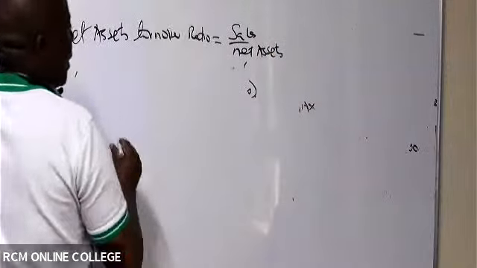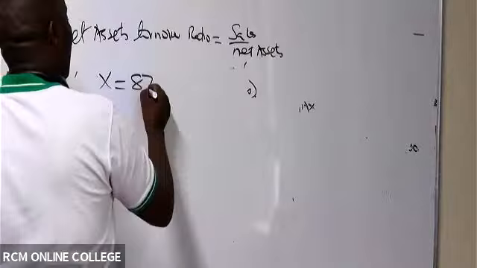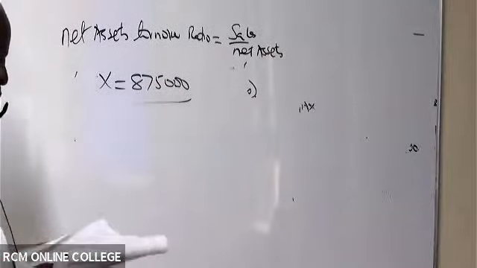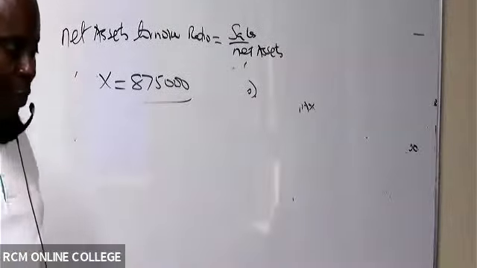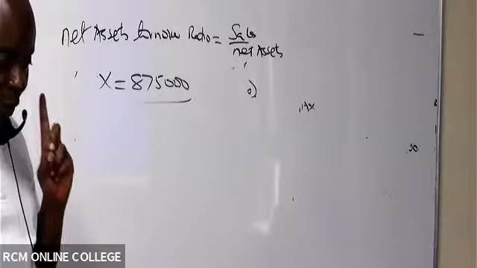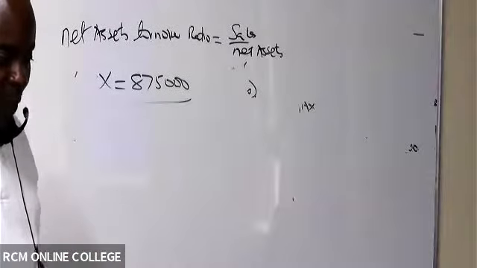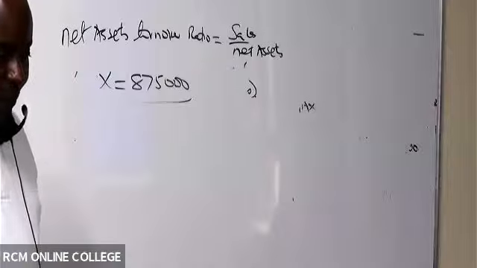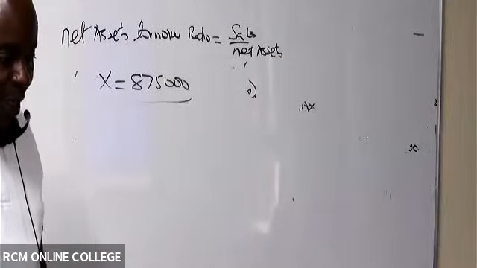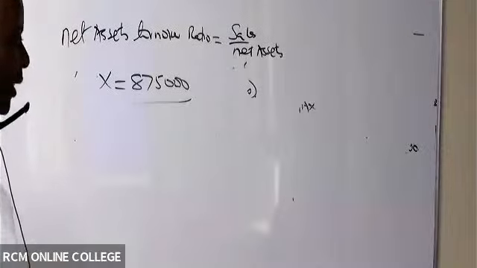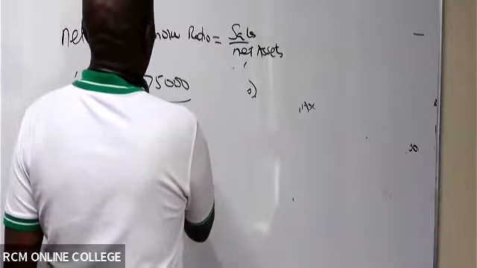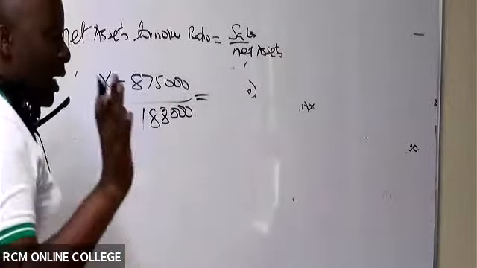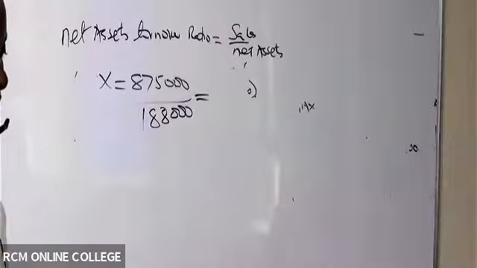So sales for X is 875,000 divided by, is there somebody who is able to see the net assets of X? Anybody who is able to see the net assets of X? Remember, I told you something. Net assets is the same as what here? Capital employed. Thank you so much, Bahati. Same as capital employed. I simply wanted to show you how to do this using just one example, and that will be it.